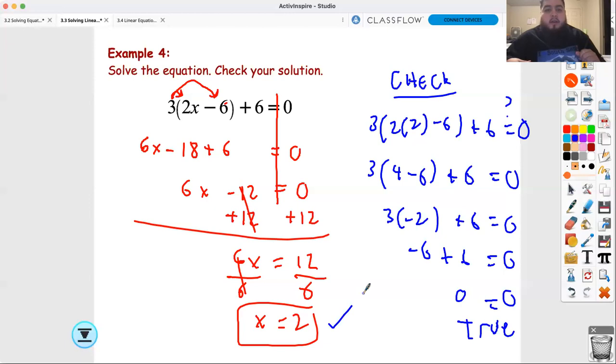Any questions so far, class, on the steps that we took to solve and to check? What questions do we have?